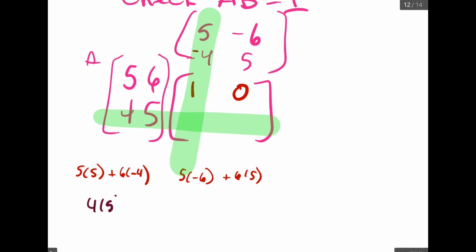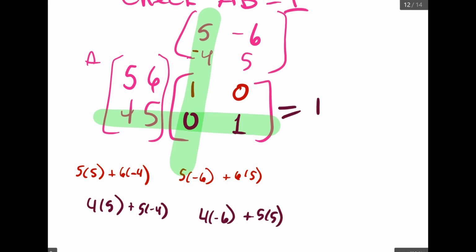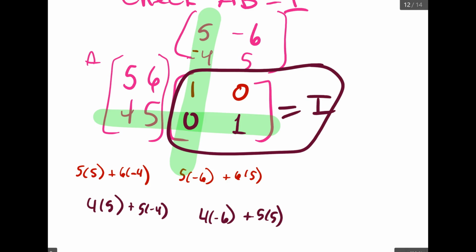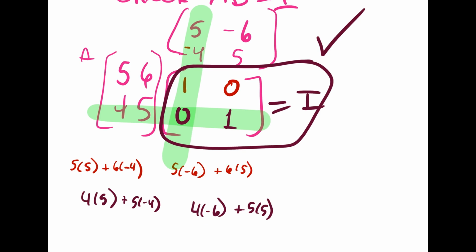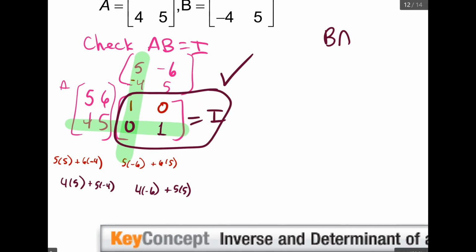4 times 5 plus 5 times negative 4, so that's 0. Then I have 4 times negative 6 plus 5 times 5. That's 1. Okay, so that's an identity matrix. So this part right here is an identity matrix. So we're halfway there. We have to check B times A. So if I do B times A and it's identity, guess what? I found that A and B are inverses of each other.